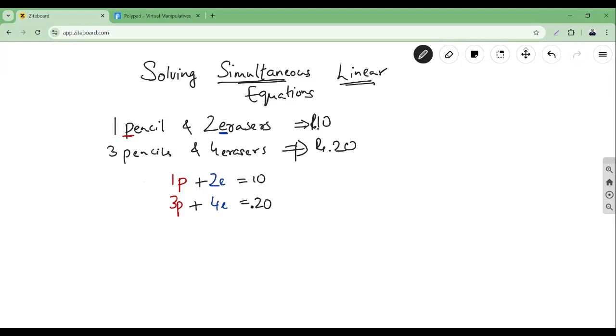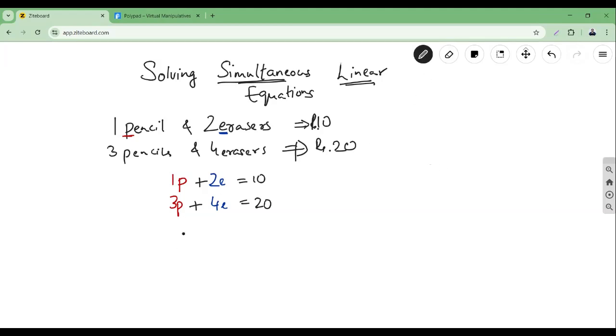Now, when these two equations are there together, can you solve this just like that? 1p and 2e is equal to 10. Can you solve this directly? No, it's not possible. Look at these two variables. How are you going to do that? Even if you take the 10 to this side, what are you going to subtract? You cannot do it just like that. It's not possible for you to do.